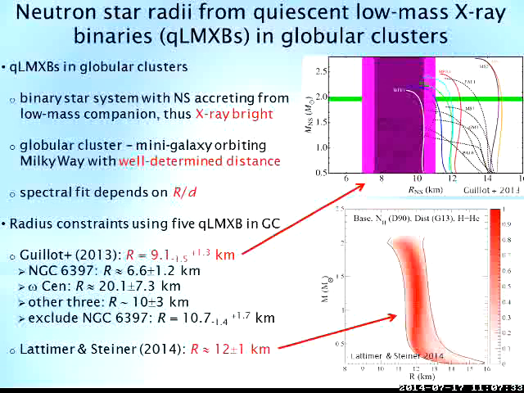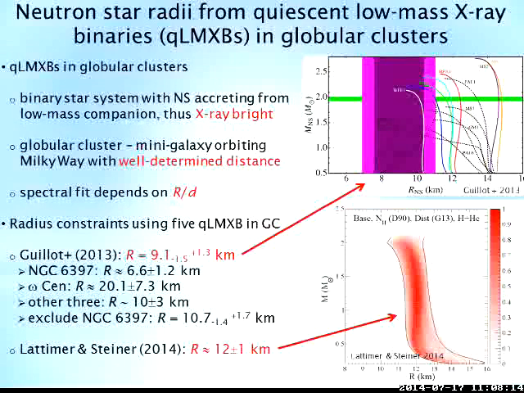So again, the spectral fit depends on the radius over distance, so it's important to have. So these are the reasons why these sources are important. And so, as we discussed, recent results by Sebastien Guillot used 5 of these QMXBs in globular clusters and constrained the radius to 9 plus or minus 1.5 roughly, and that's shown by their plot here, mass and radius. Obviously this is on the low end, as has been mentioned before.